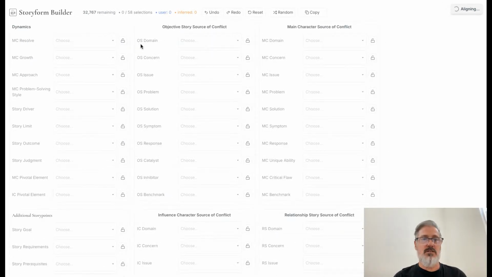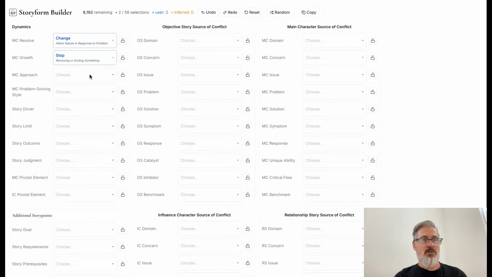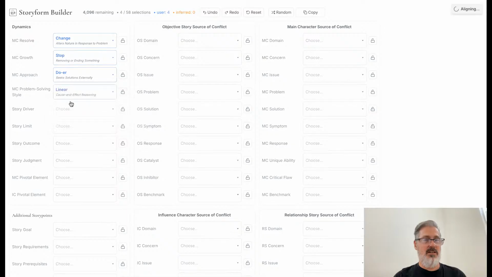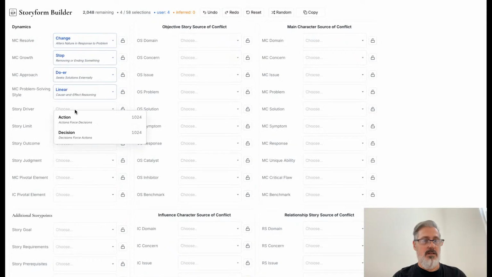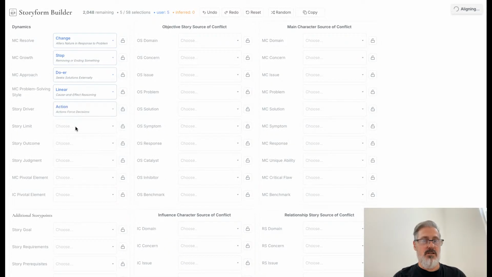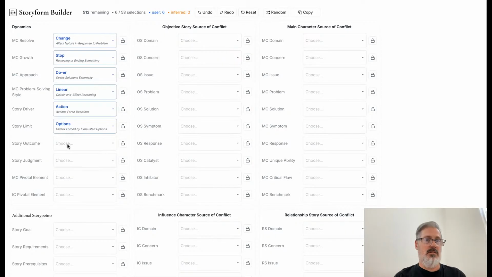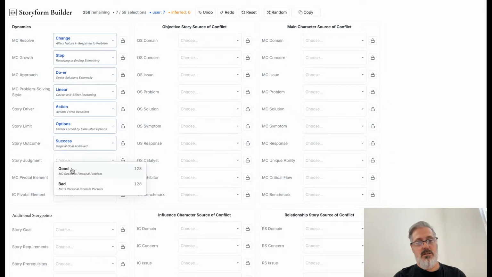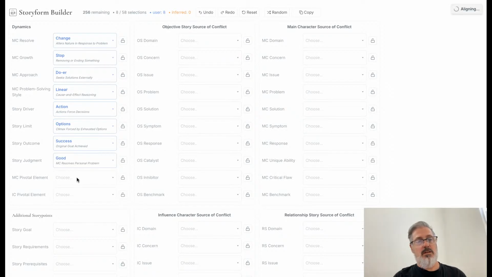and I just set it to change. I should just have a button that says, "Give me the most popular story form." Doer, linear, action, and this will get faster. I know it's a bit slow here on the uptake, but early days. I'll get it all set up. Success. Good. Okay. And then so let's do the popular one, avoid.